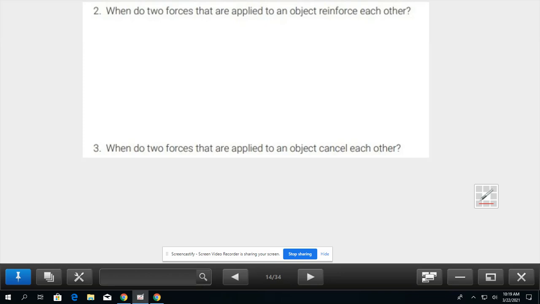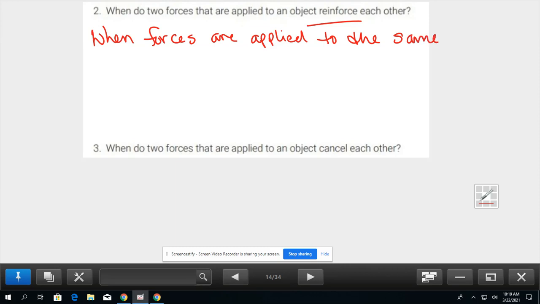When do two forces that are applied to an object reinforce each other? When forces are applied to the same object in the same direction.